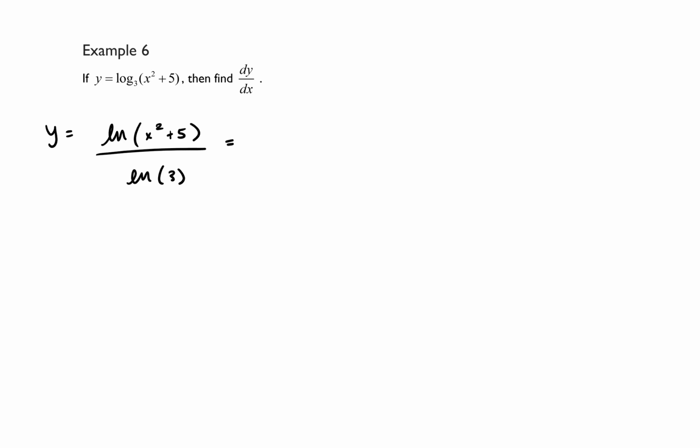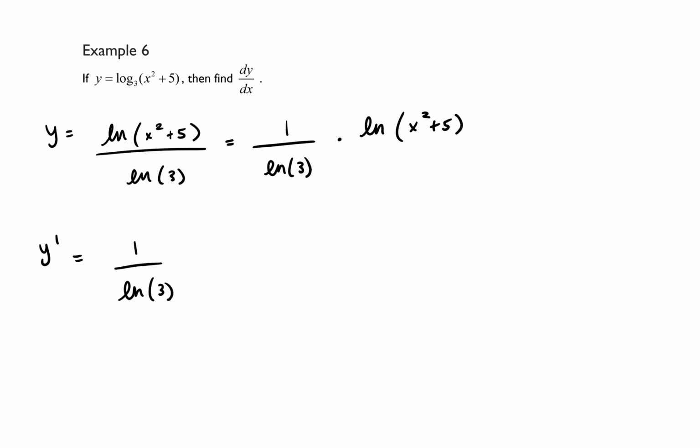And I'll rewrite that as 1 over the natural log of 3, so I'll have a constant times the natural log of x squared plus 5, like that. So now, if I'm taking the derivative, I will leave the constant out, so 1 over the natural log of 3 times 1 over x squared plus 5, and then we need to use chain rule and multiply that by 2x. So our derivative function would then be 2x over the natural log of 3 times x squared plus 5.